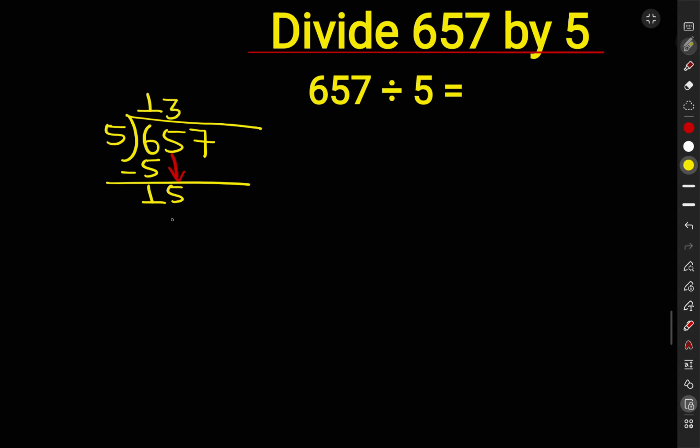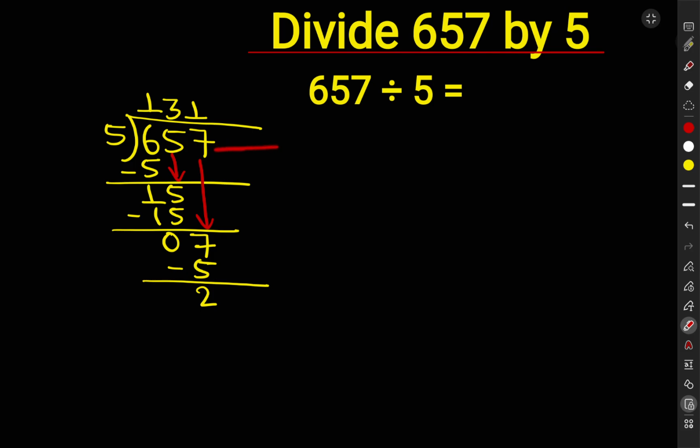5 times 3 is 15. On subtracting we get 0. So again we put down this 7 and 5 times 1 is 5. On subtracting we get 2. So now we have no other number to put down.